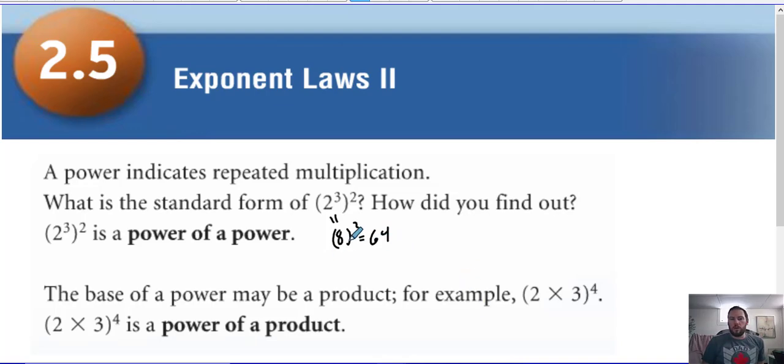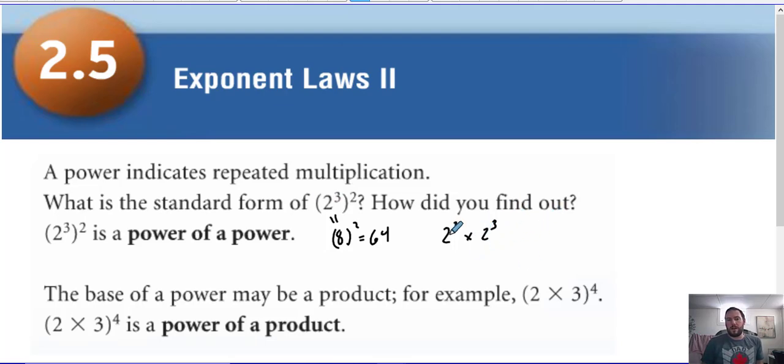That's not the only way to deal with this question, 2 to the 3 and then to the 2. We could think about it like the repeated multiplication that we've been dealing with as part of this whole series. We understand that powers are repeated multiplication. So 2 to the 3 to the power 2 can be thought of as 2 to the 3 times 2 to the 3, because that's what it means to square something. It means to multiply it by itself.